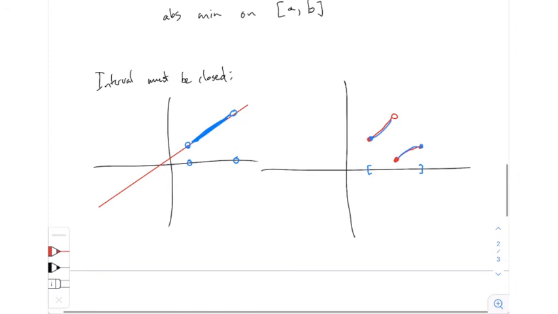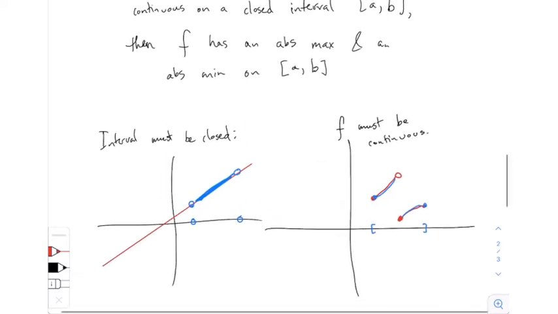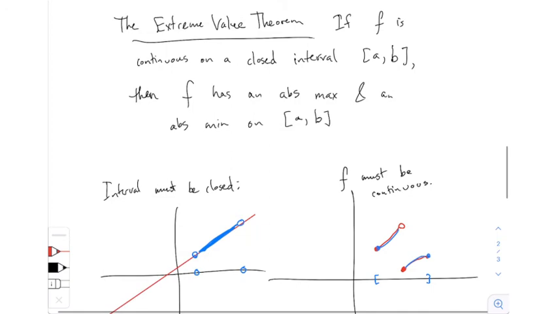All right, so the interval must be closed. Also, the function must be continuous. That's what I'm trying to impress on you. Because if it's not continuous, then weird things can happen. If the interval is not closed, then weird things can happen. But if it's continuous and the interval is closed, then your function must automatically have an absolute maximum and a minimum on the interval. That's the extreme value theorem, the second of our value theorems. We're going to talk about another one next time.